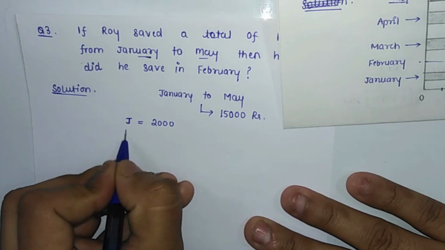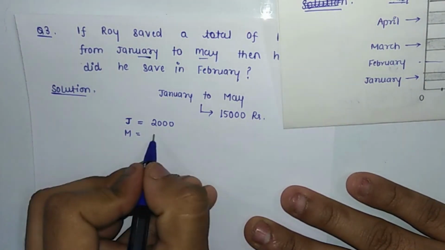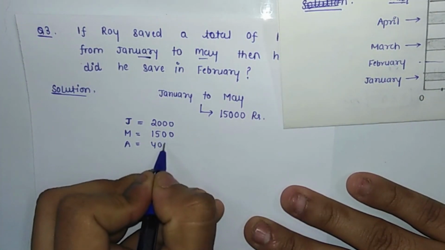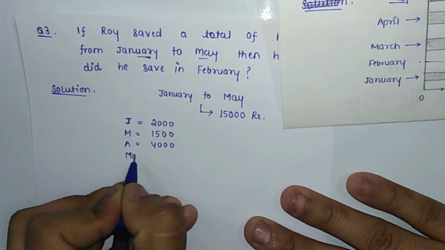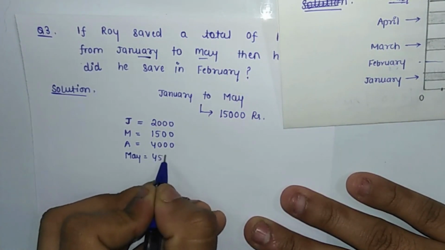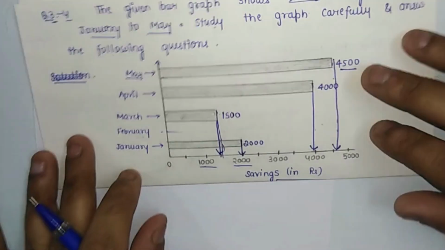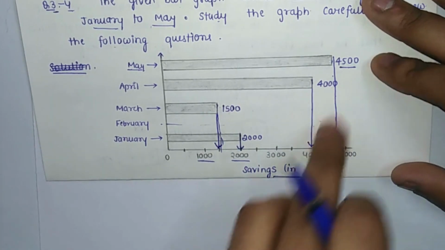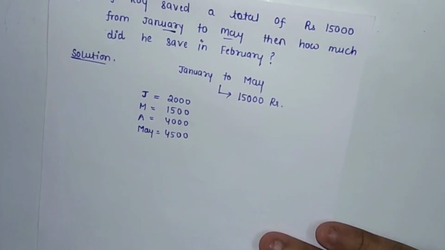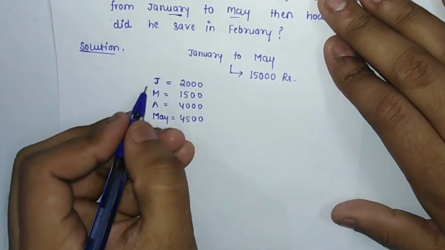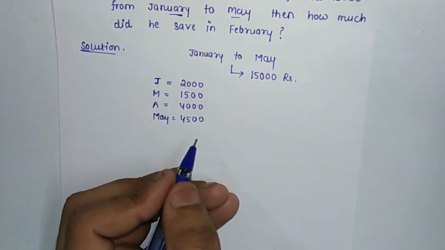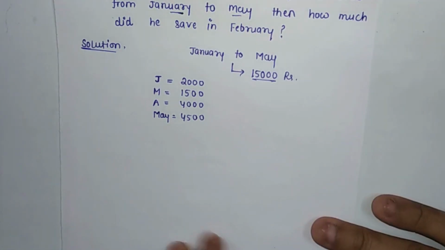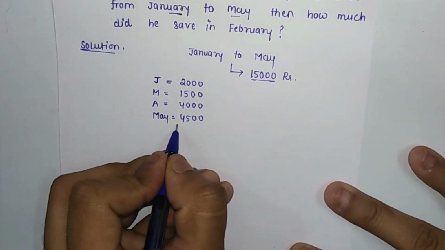February is not given, then we are given March. For March he has saved 1500. For April his saving was 4000, and for May his saving was equal to 4500 rupees, as you can check from this graph also. In January it was 2000, in March it is 1500, April 4000, and May 4500. Now let's solve this question. If we take the sum of all of these and take the difference from 15,000, then we'll get the savings of February. So let's do that. How do we get the savings for February?